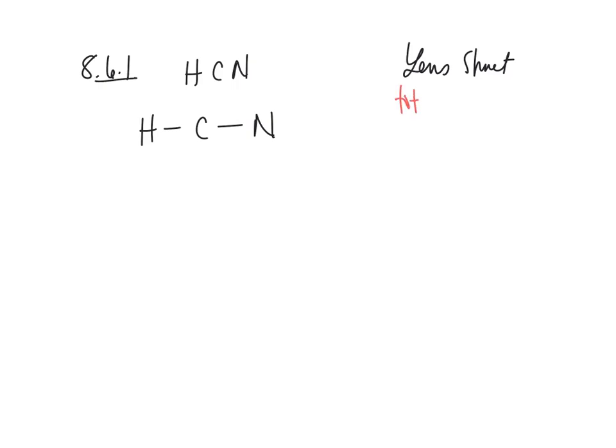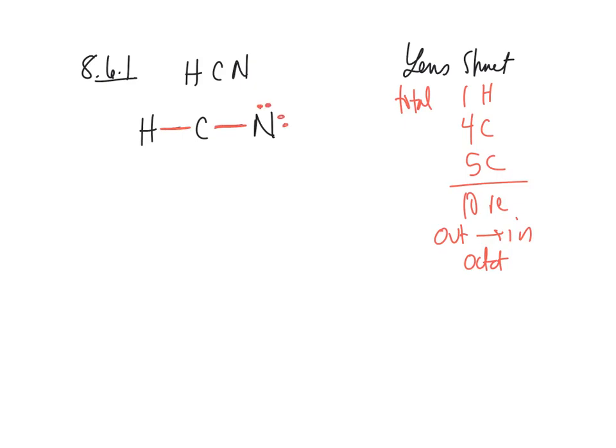Total valence electrons. Well, hydrogen's group 1, carbon is group 4, nitrogen is group 5. So this is 10 valence electrons. We work our way outward, and then we go in, and we follow the octet rule. So hydrogen doesn't get any. That's 1, 2, 3, 4, 5, 6, 7, 8, 9, 10. We check our octet. 2 makes hydrogen happy. Nitrogen's happy. Carbon is very unhappy. It only has 4 electrons.